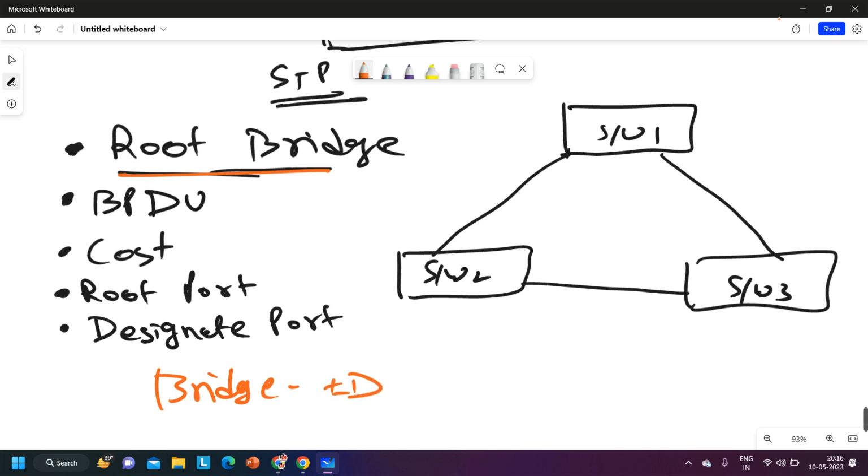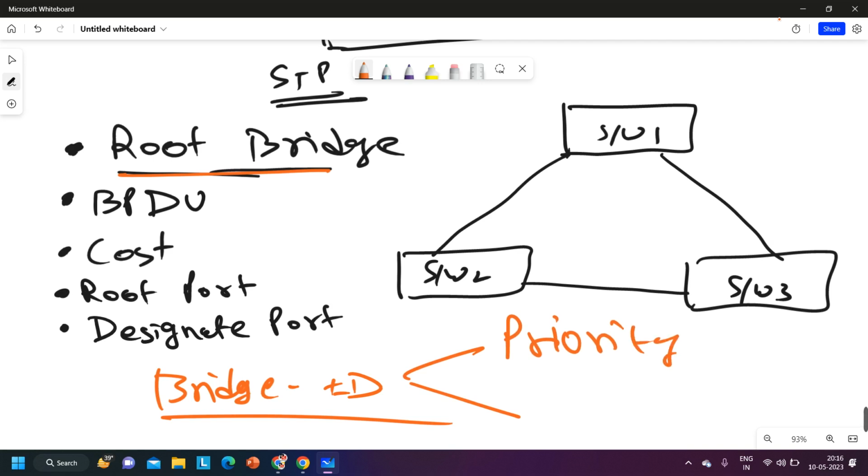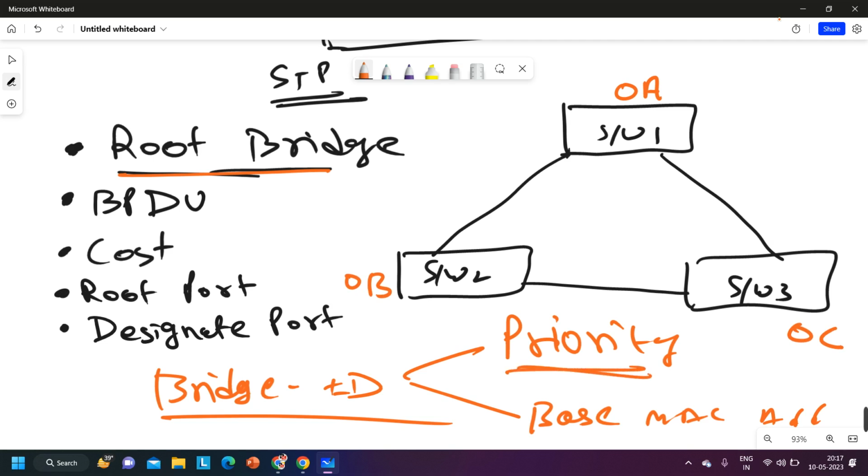So guys, bridge ID is a combination of two things. Can anyone tell me the name of those two things? Sir, one is priority. Okay. One more is MAC address. Base MAC address. Very good. Suppose the MAC address of switch A is 0A, the MAC address of switch B is, let's say, 0B, and the MAC address of switch C is, let's say, 0C. By default, the priority on every switch is the same, and that is 32768. Right?